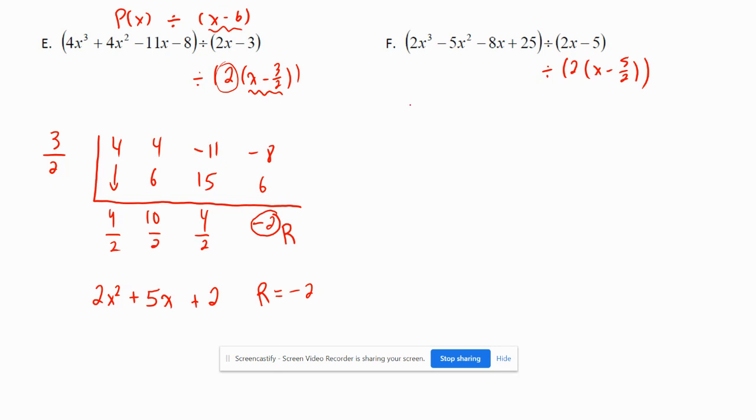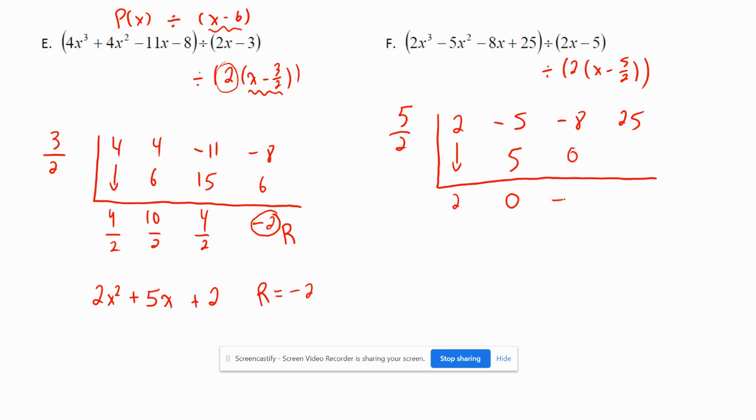So our b value that we're going to use is 5 over 2. Okay, and we have 2, negative 5, negative 8, 25. 2 comes down. 5 over 2 times 2 is 5. This goes to 0. This goes to 0. This goes to negative 8. 5 over 2 times negative 8 is negative 12. Yep. Nope. Sorry, I got that wrong. It is negative 40 over 2, which is negative 20. So this is going to be a remainder of 5.